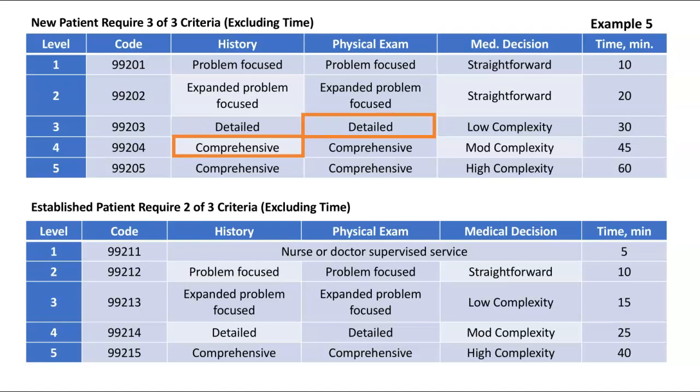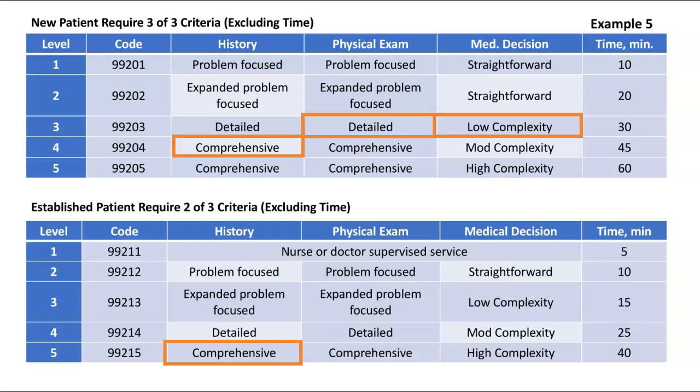When we grade that out, if this were a new patient, you can see we have the comprehensive history, we have a detailed physical exam, and low medical decision making. That's going to give us 2 of those 3 are going to be in the 99203 area. We have to have all 3 in order to grade a new patient. So this is a level 3 new patient.